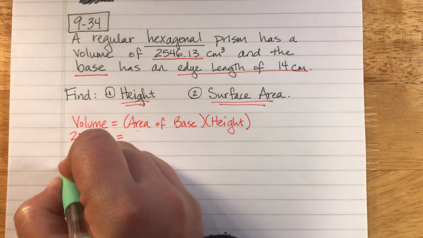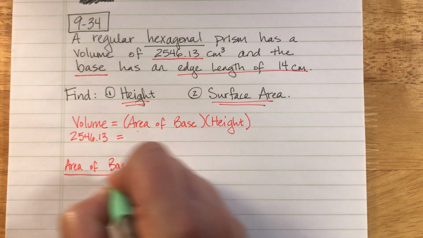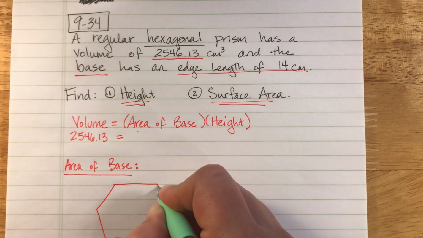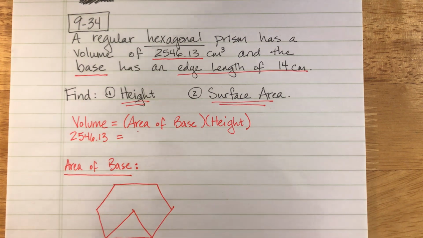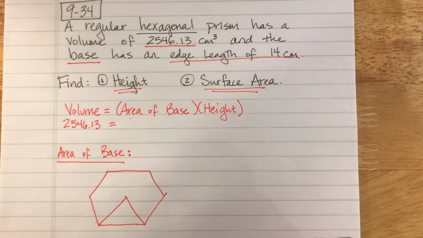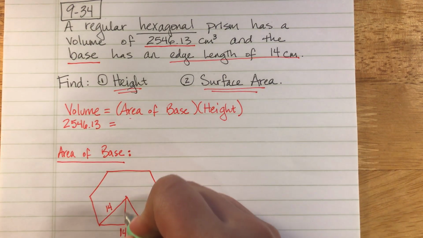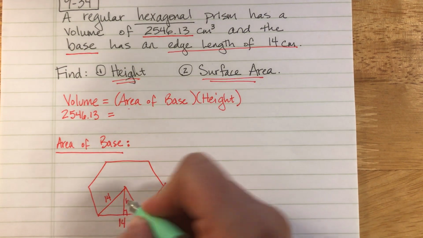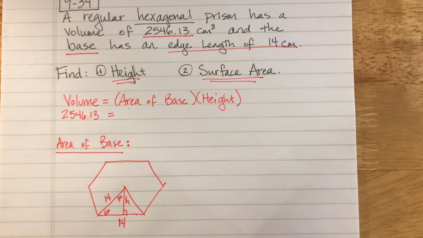So the first thing I'm going to do is find the area of the base, or the area of the regular hexagon. Hexagons are the easiest ones to do because when I split it up, it creates an equilateral triangle. So if the edge is 14 centimeters, so is the radius. And when I go to find the height of this one triangle in my hexagon, I can use my 30, 60, 90 shortcuts to help me find the height.